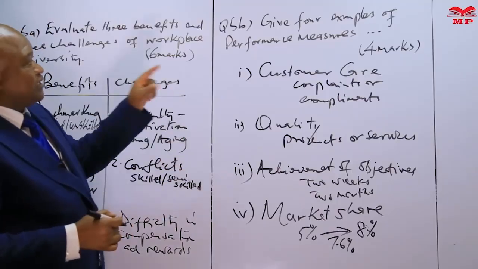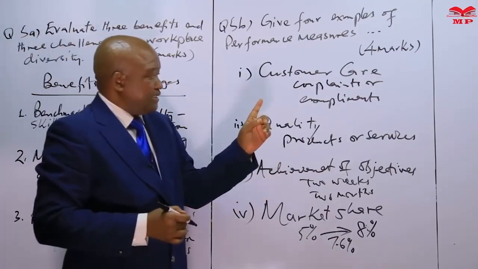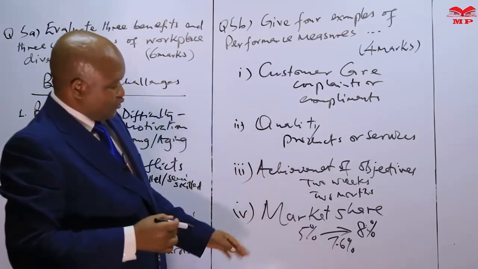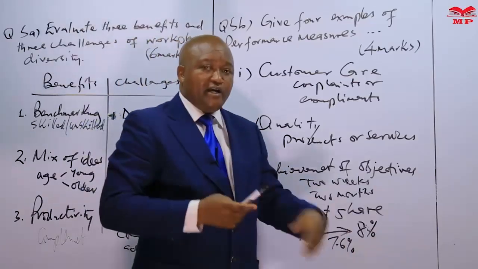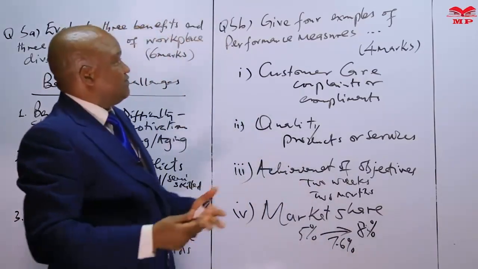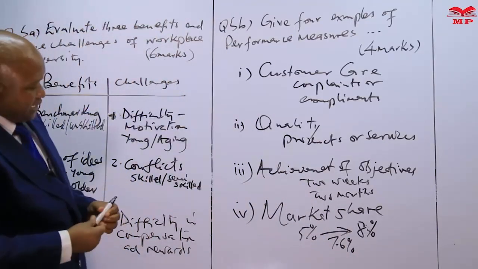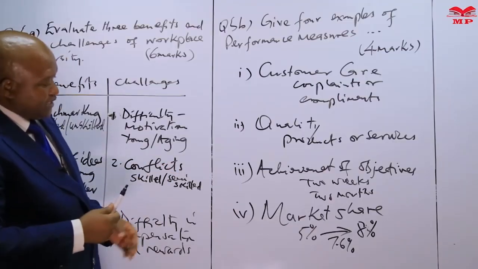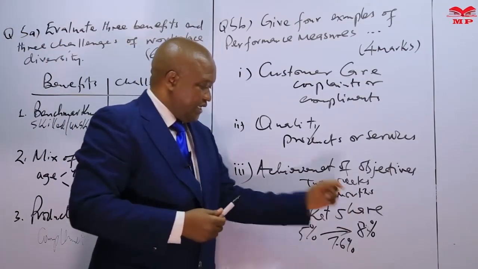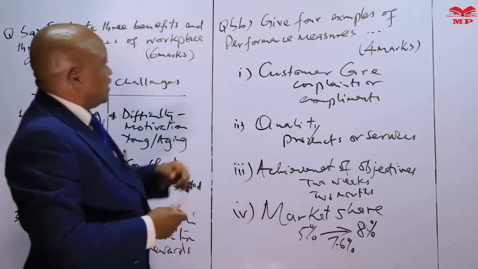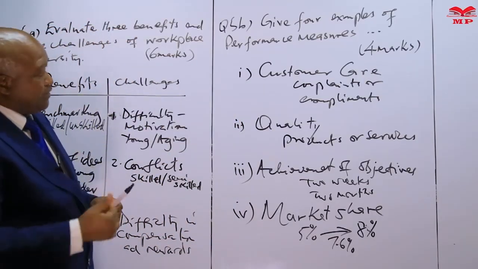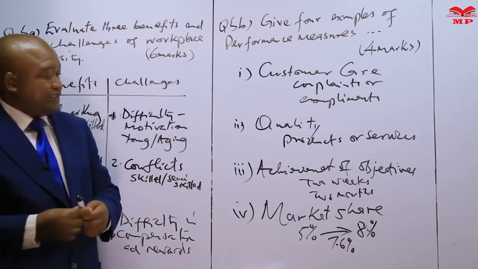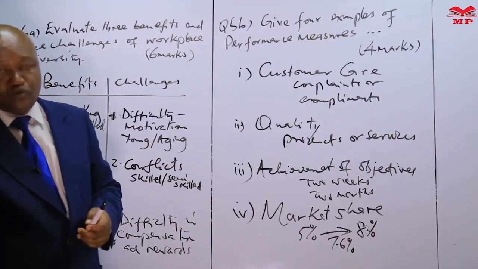And this can be used as an example of a performance measure that an organization can use in terms of market share to measure, monitor, and evaluate the performance of this particular employee, this particular department, or this particular unit in a working environment. So these are examples of 4 performance measures or indices that could be used to measure performance.